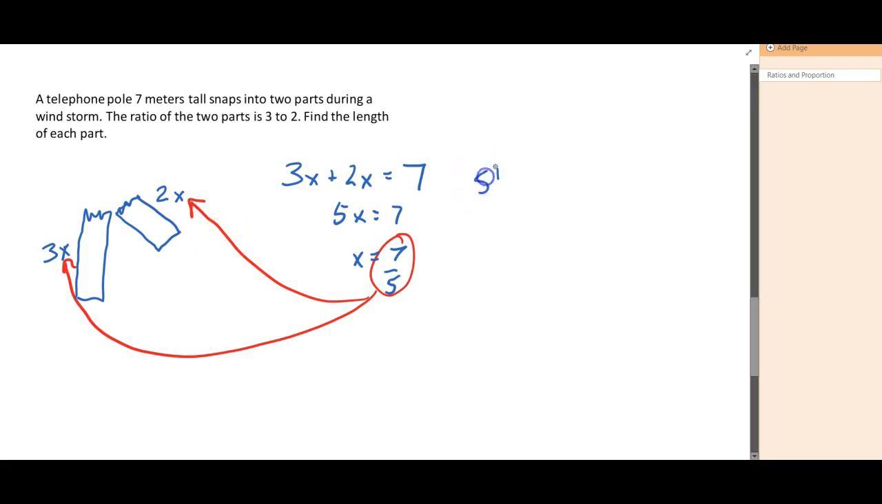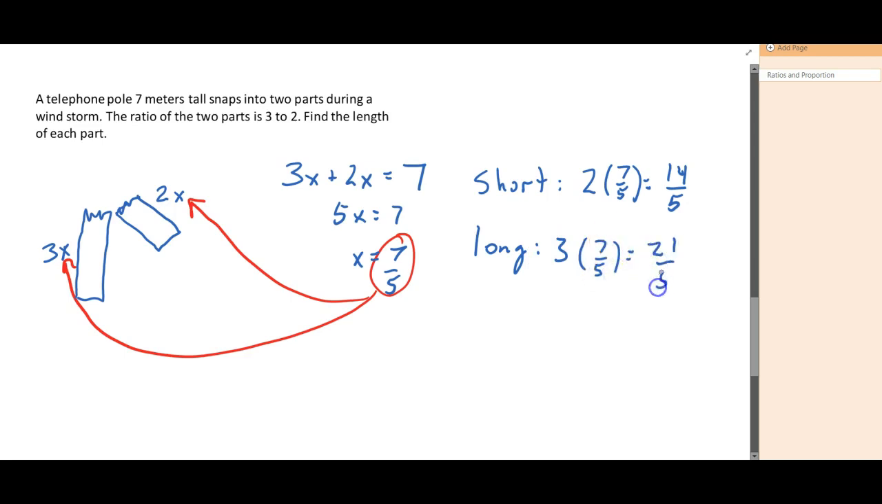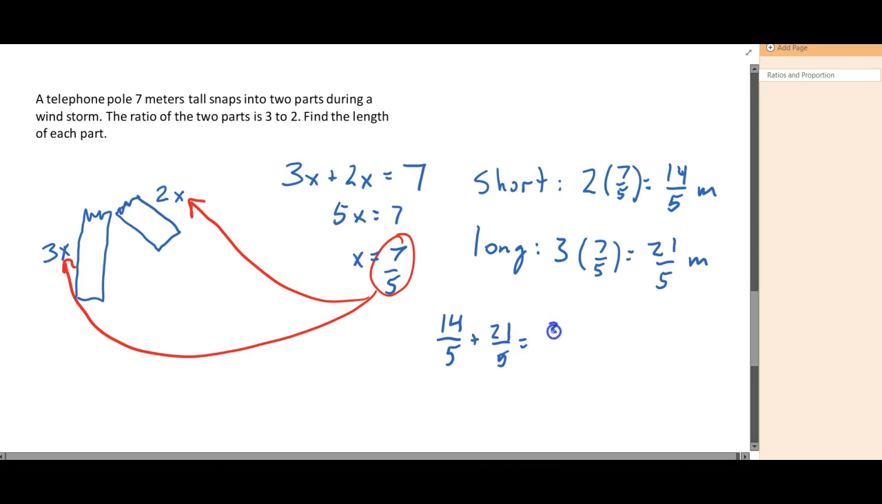So the short length is 2 times x, which is 14/5, and the long length is 3 times 7/5, which is 21/5, and these are in meters. Okay, now if I add these two together, look what happens. 14/5 plus 21/5 is 35/5, which is 7 meters, which is what the original length was.